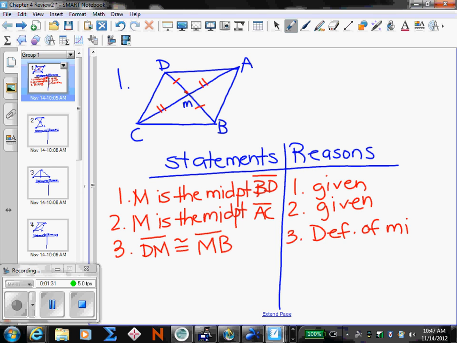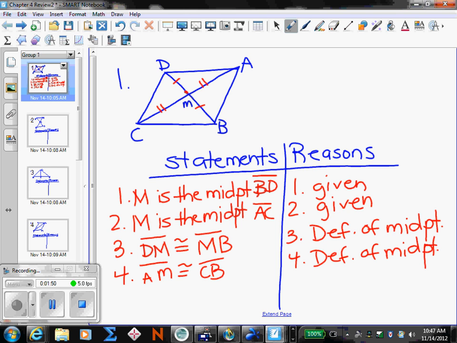Definition of a midpoint. And then we can put, since M is the midpoint of AC, we can put AM is congruent to CM by definition of a midpoint. So now we have two congruent pieces of our triangle. Because we are trying to prove triangle DMC congruent to triangle BMA, we want to locate those triangles, and we already have two congruent pieces, a side and a side. Then we can say that we have vertical angles that are congruent.